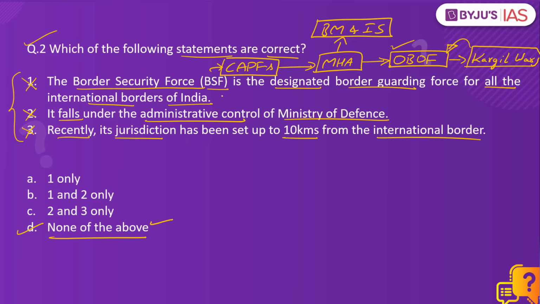As per this policy, the BSF has been designated as the border guarding force for India's borders with Pakistan and Bangladesh only. So this is what makes the first and the second statements incorrect. The third statement is also incorrect because recently the jurisdiction of BSF has been set to 50 kilometers from the international border, not 10 kilometers.